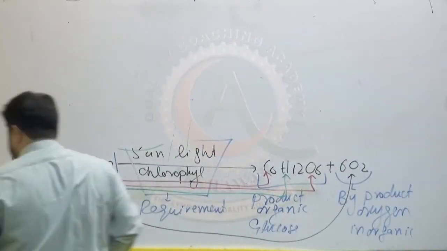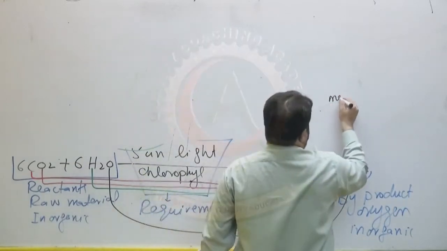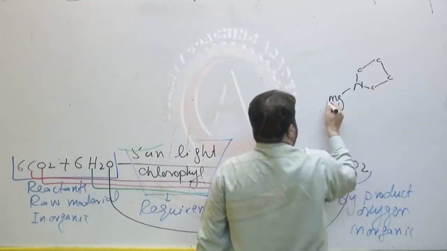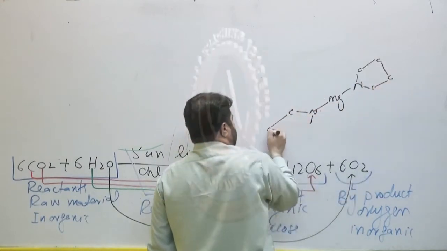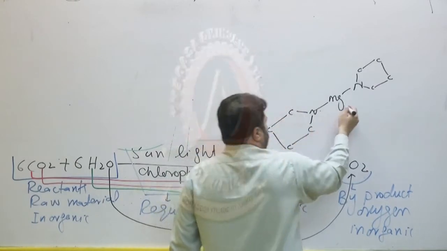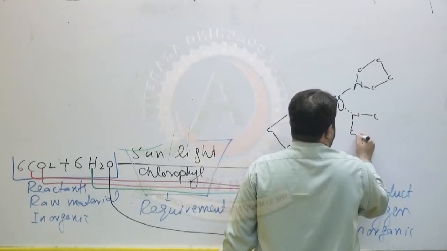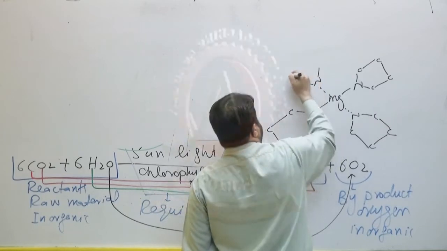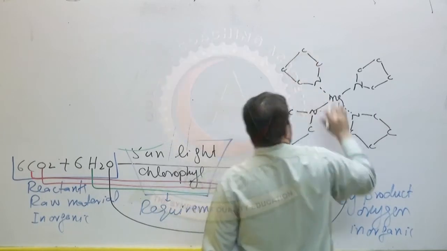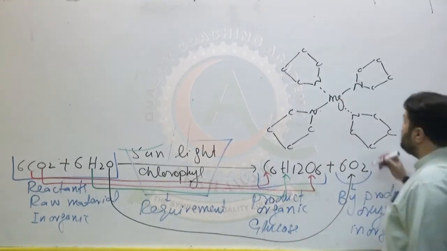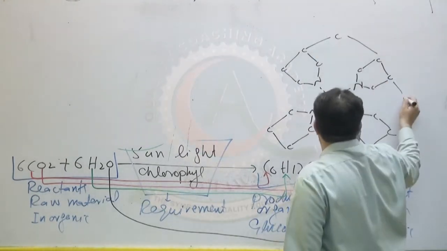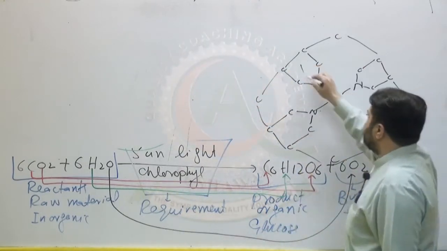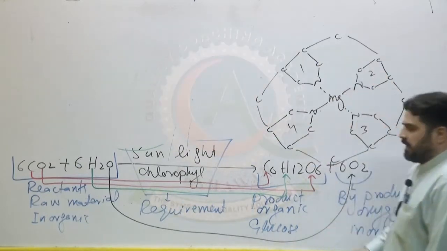Let's suppose that is a magnesium ion, and that is the first pyrrole ring, and that is the second pyrrole ring, although their formula is very difficult. So these are the different pyrrole rings. There are a total of 4 pyrrole rings, and they are also linked with one another. That's the first pyrrole, second pyrrole, third pyrrole, and fourth pyrrole.